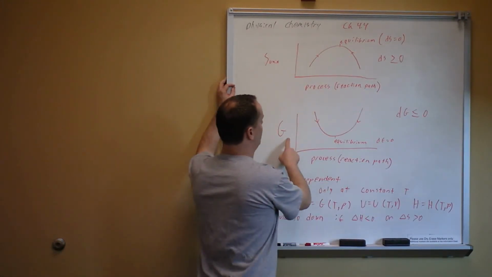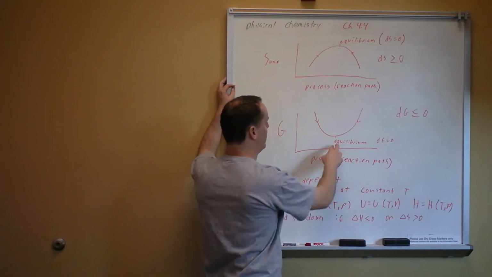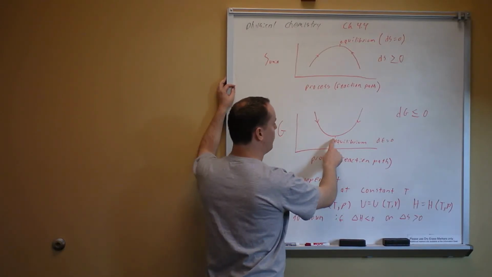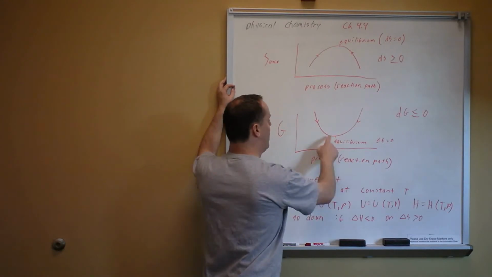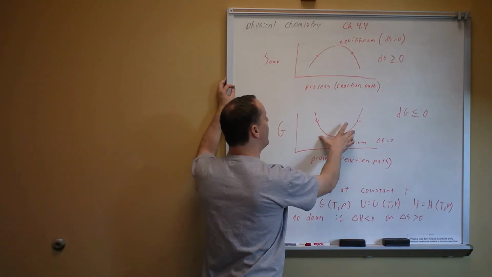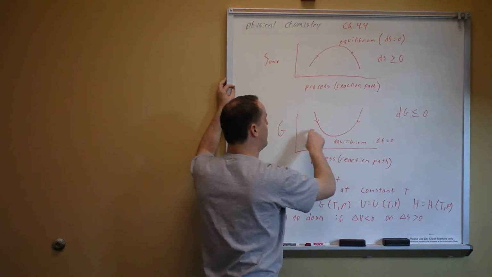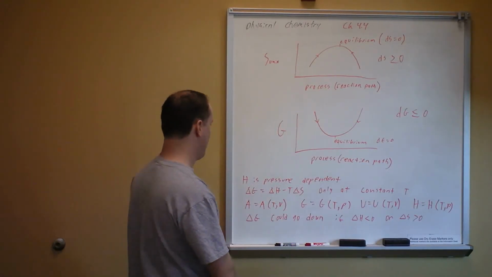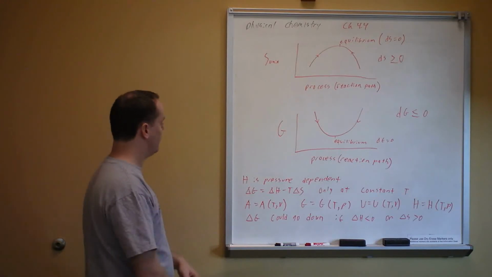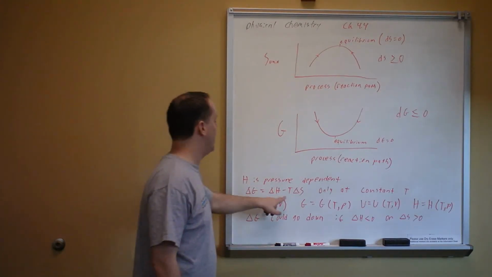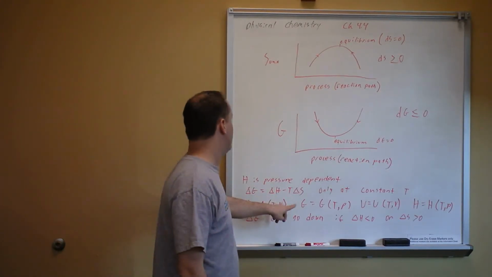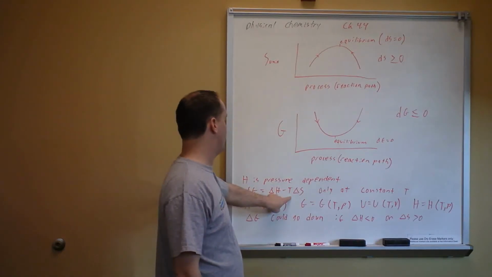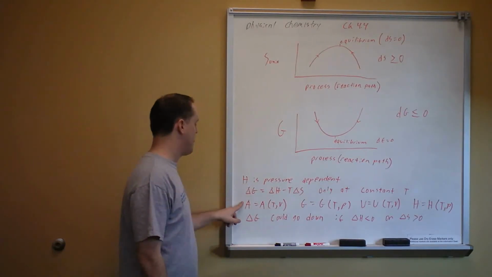Likewise, for G, it's going to get minimized at equilibrium. So at equilibrium, the differential of G is going to be equal to 0. If we're not at equilibrium on either side, it's going to be going towards equilibrium, so the differential of G has to be less than 0. Now remember, H is pressure dependent. We have delta G is equal to delta H minus T delta S, but this is only valid at constant temperature, remember, because of this T term.